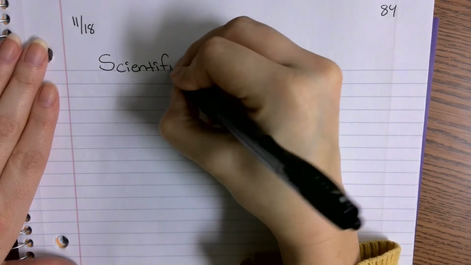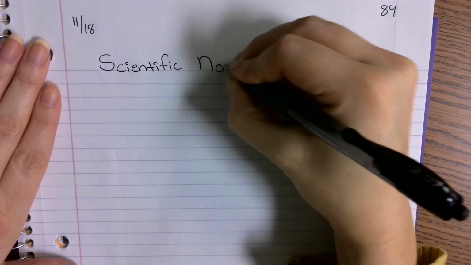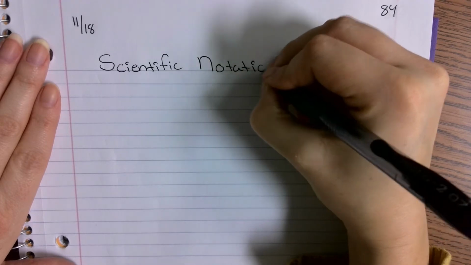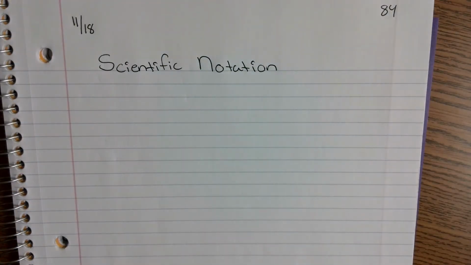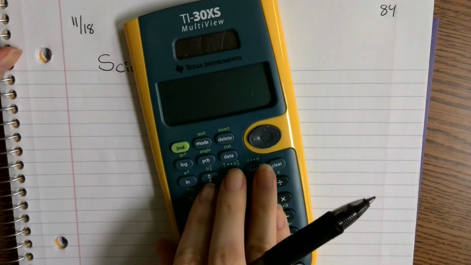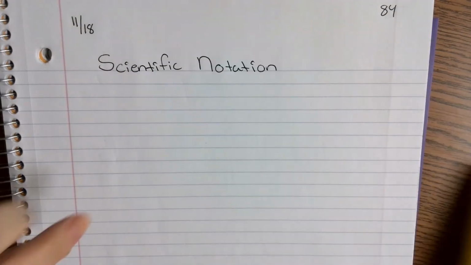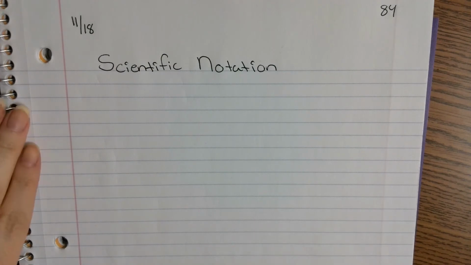All right, scientific notation. Scientific notation is really simple because you're just going to be using your calculator for the majority of it anyway. This is a unit where if you type things incorrectly, you're going to get it wrong. It's just that simple. An error in your typing will cause an error in your answer, so you need to be careful about that.